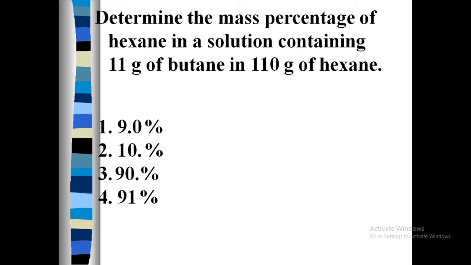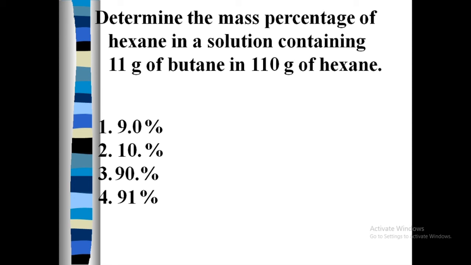Example problem of mass percentage. Determine the mass percentage of hexane in a solution containing 11 gram of butane in 110 gram of hexane. So we want to calculate the mass percentage of hexane. The solution is nothing but 11 gram of butane plus 110 gram of hexane, totally 121 gram of solution.